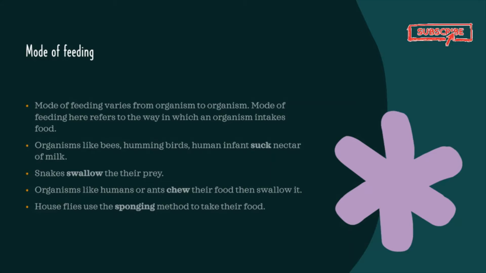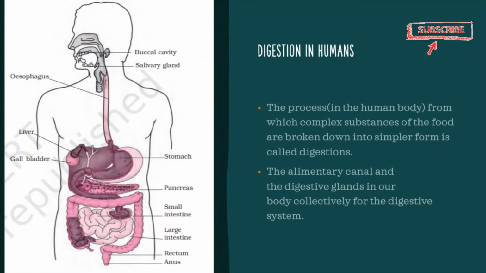So let us now start the topic of digestion in humans, which is really going to be interesting, guys. Now we are going to learn how the food that we take in helps our body, and how the nutrients get absorbed. The process in the human body by which complex substances of the food are broken down into simpler forms is called digestion. This is a simple definition of digestion.